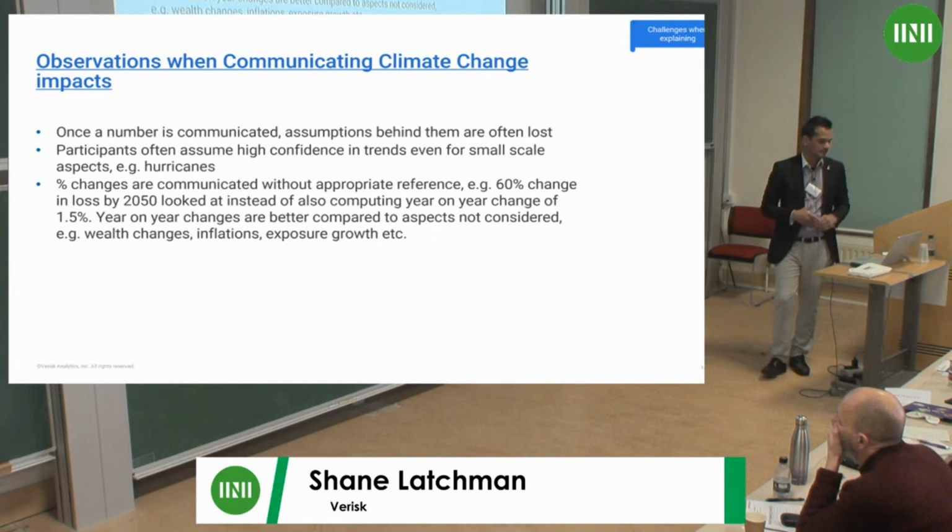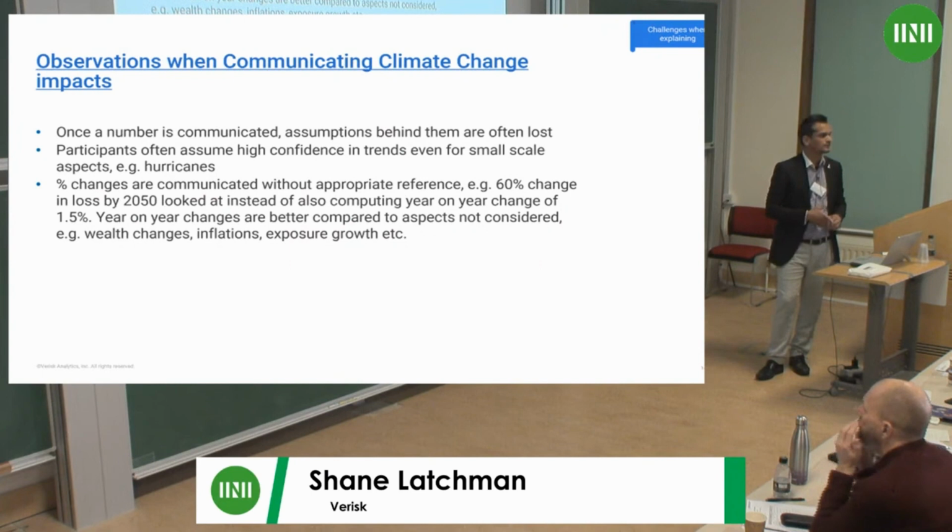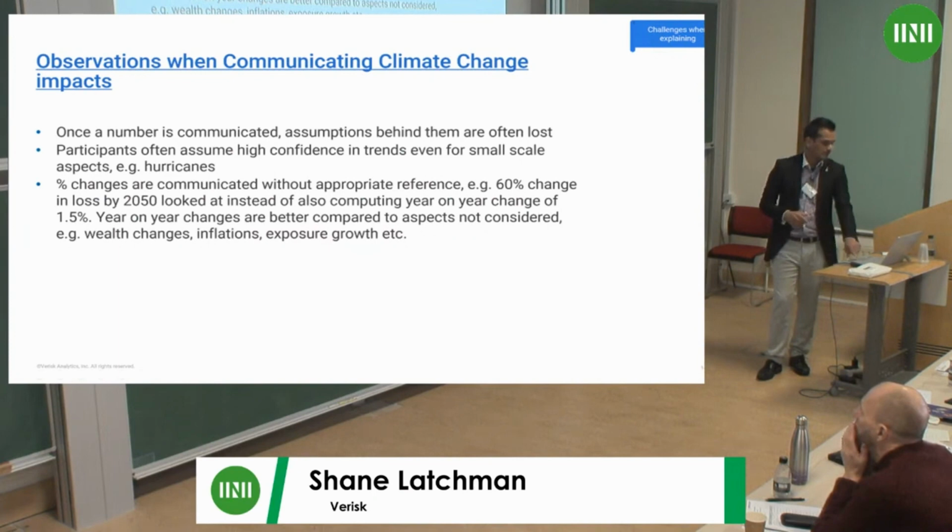And so one of the recommendations that we found is that annualizing this is quite useful. So instead of saying it's a 60% change in loss by 2050, also say, well, the year-on-year change is 1.5%. So that gives you an idea. You can then compare that to inflation, for example, exposure growth, wealth changes, and so on.